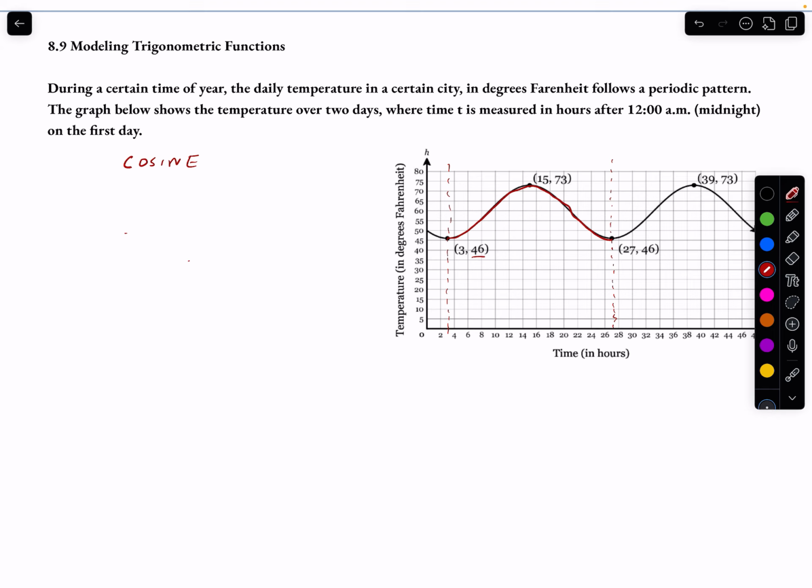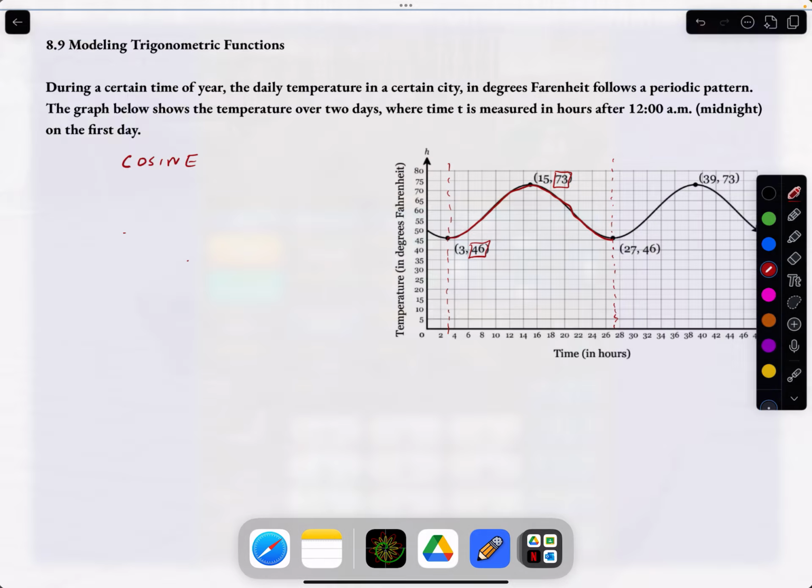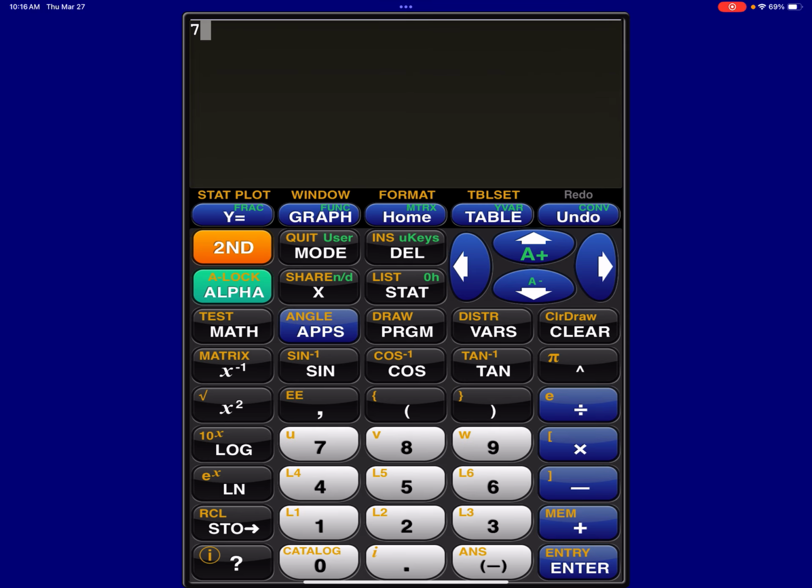And then the next thing we want to look at is, if I know that the lowest temperature is 46 and the highest temperature is 73, that means I can find the midline, right? So if I want to find the difference, what's the difference between 73 and 46? I can just subtract, okay? So I've got 73 and I'm taking away 46.